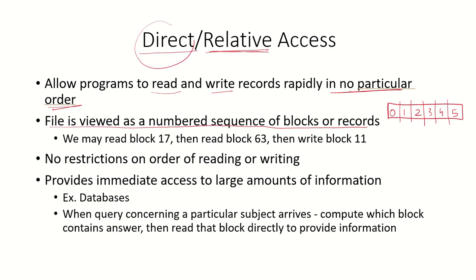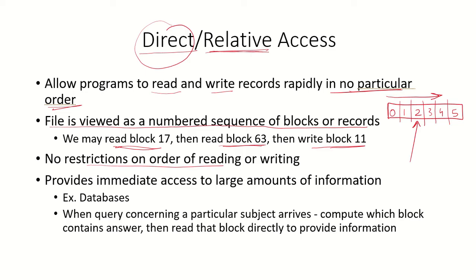In direct access, you can access any record directly. So we may read block 17, then we may read block 63, then we can write to block 11. So there is no particular order or sequence. Compare this to sequential access, where you had to go only in a particular order. Here in direct access, there is no restriction on the order of reading or writing.